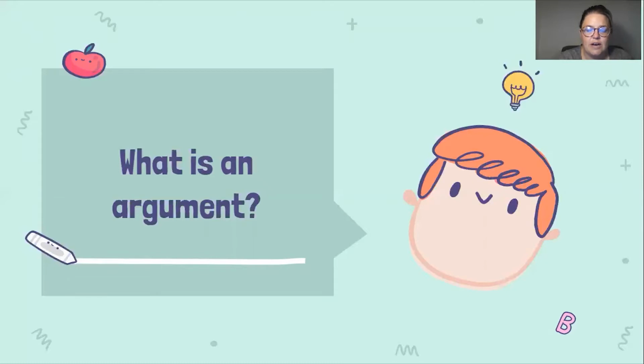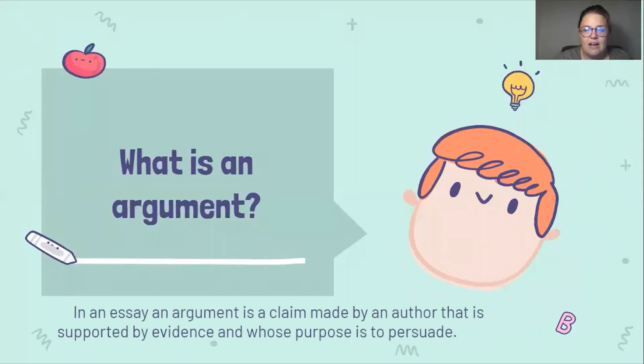In this case, we're talking about the use of an argument in an essay. This type of argument is a claim made by the author that is supported by evidence whose purpose is to persuade. So we can see that in an essay, an argument is a claim made by the author that is supported by evidence and whose purpose is to persuade. So when we write an argumentative essay, our intention is to get the reader to agree with what we're saying.